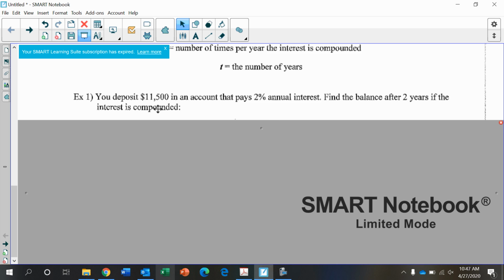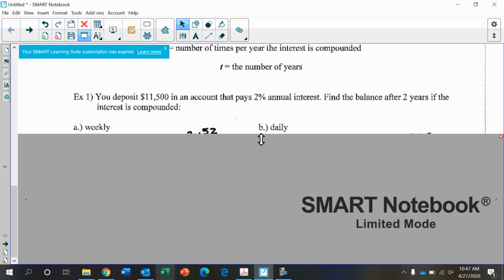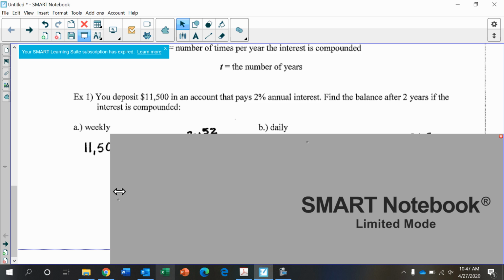All right, it says you deposit 11,500 into your account that pays 2% annual interest. It says find the balance after 2 years if the interest is compounded. Well, let's see, weekly, okay? So as soon as I see weekly, I know I'm dealing with 52. 52 weeks in 1 year, okay? Right here is my starting amount, so that's my P. This is my R, I have to change it. This is my T, and I have 52. I think I can do this.